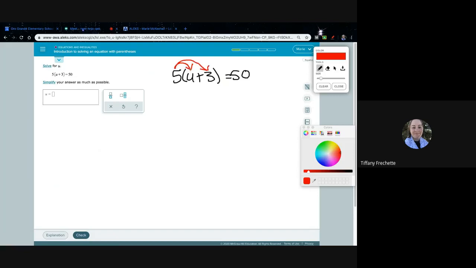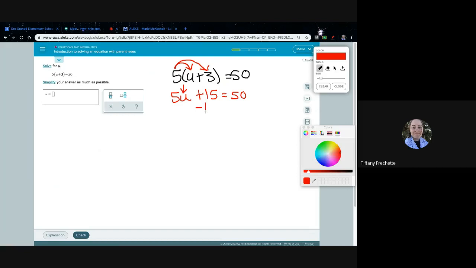So first, 5 times u gives me 5u. Plus 5 times 3 gives me 15. And then I just write equals 50 because I just bring it down. So now this is the point. It's simplified as far as I can go. So now I need to start solving. So remember, this is the point where we start going backwards on PEMDAS. So I want to find what's being added or subtracted on the same side as the variable. So I want to move this 15 first.